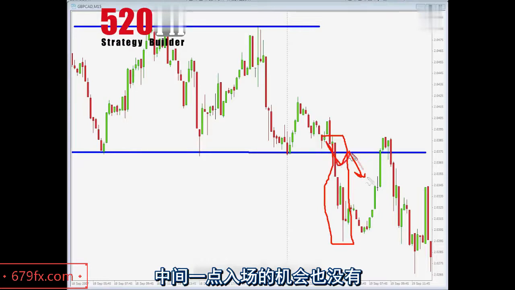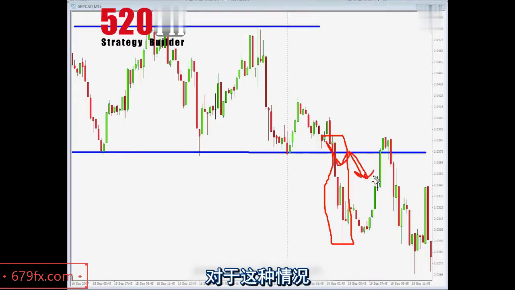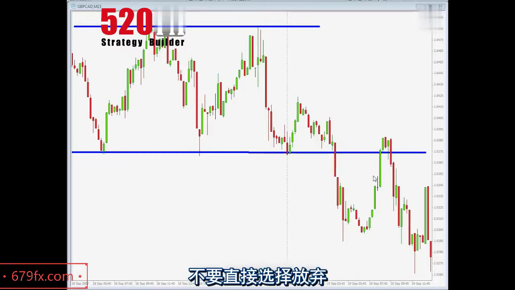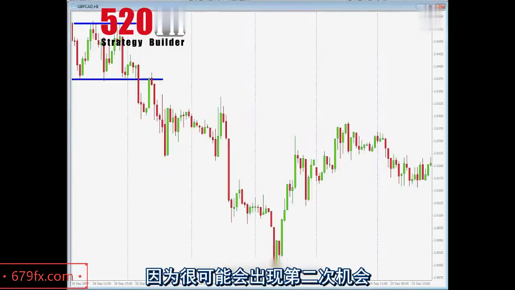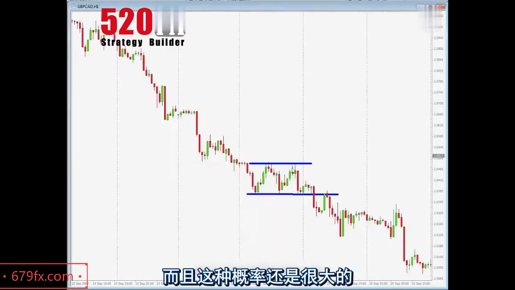When that happens, please don't just ditch the chart as a whole. Just keep it open, because you might have a second chance. Sometimes, you know, quite often actually.